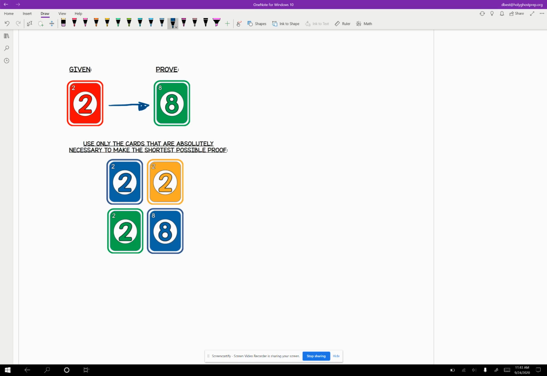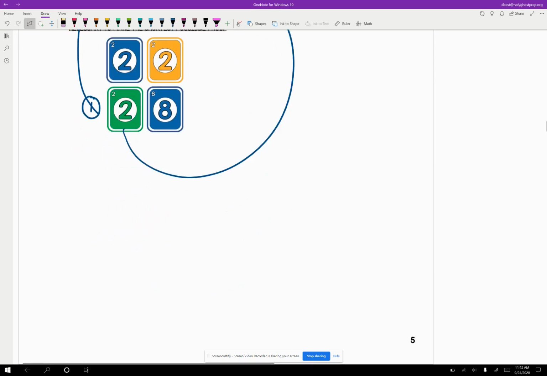I think this can be done in one step. All I need to play is the green 2. Because if I play the green 2, it matches in number here and sets me up with the correct color to play the green 8.